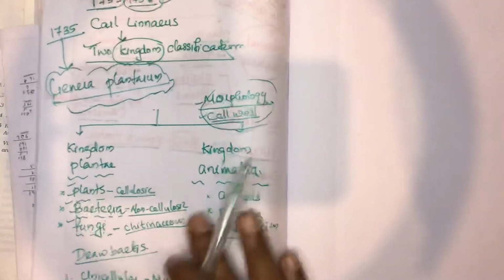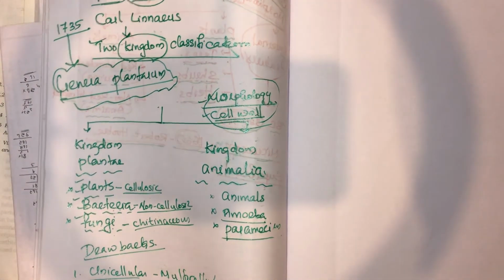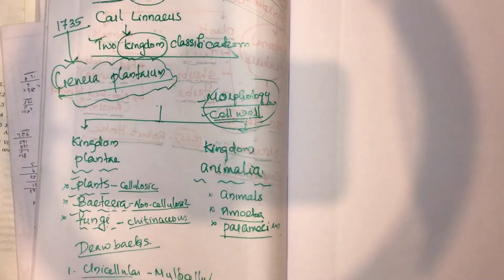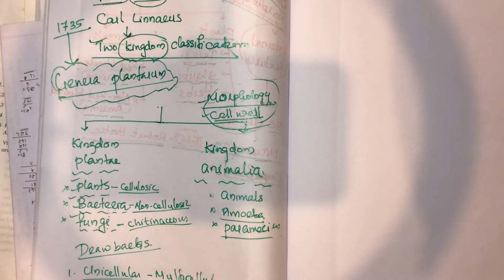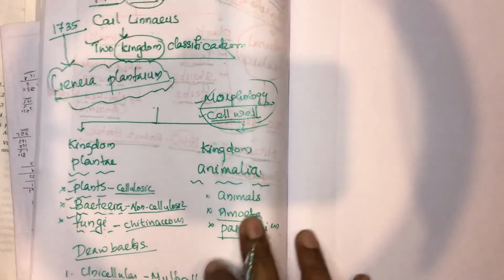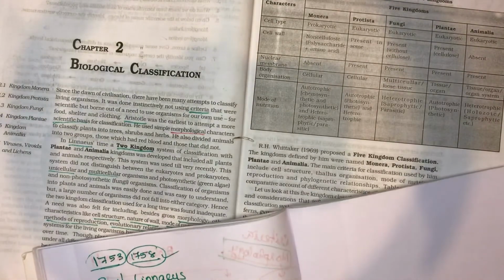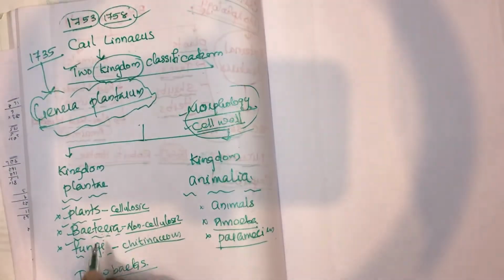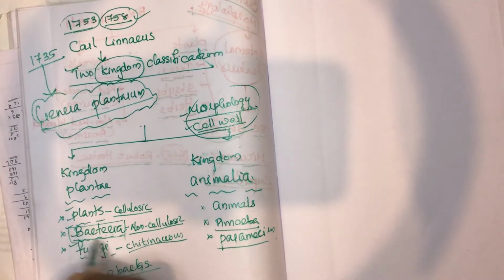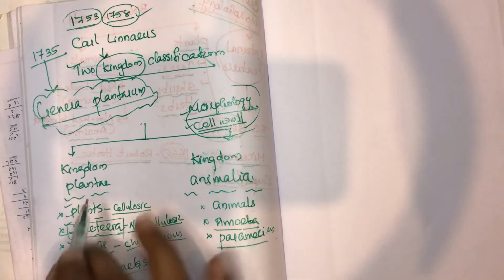Then another drawback, the second one: both the prokaryotes and eukaryotes are included under the same kingdom. There is only one prokaryotic group present, that is bacteria. So prokaryotic bacteria and other groups are included under the same kingdom, kingdom Plantae.